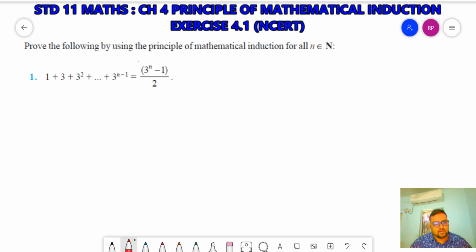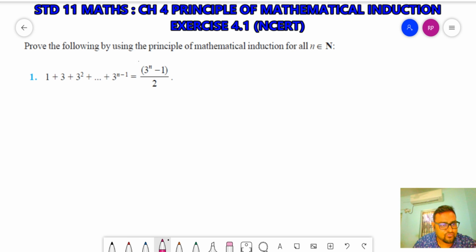Question number 1. Prove the following by using the principle of mathematical induction for all n belonging to N. The first one is 1 plus 3 plus 3 square plus dot dot dot plus 3 raised to n minus 1 equal to 3 raised to n minus 1 upon 2. So what was our first step? Our first step is we have to prove P of 1 is true.